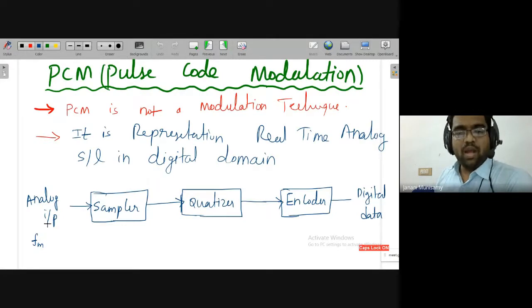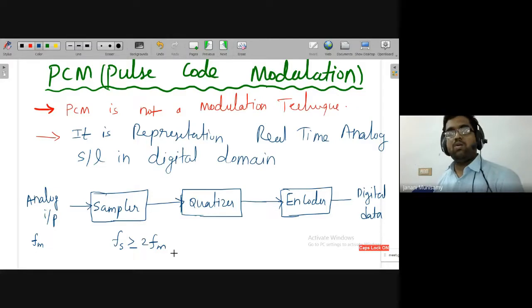So to fix this Fm, we will put one filter before the sampler. To avoid this confusion, I must be very clear what the maximum frequency available before the sampler is. Then only can I apply the sampling theorem. You might have studied the sampling theorem: Fs greater than or equal to 2Fm, where Fs is the sampling frequency. Quickly I'll come back to what the sampling frequency is. But here, first of all, you have to fix Fm.